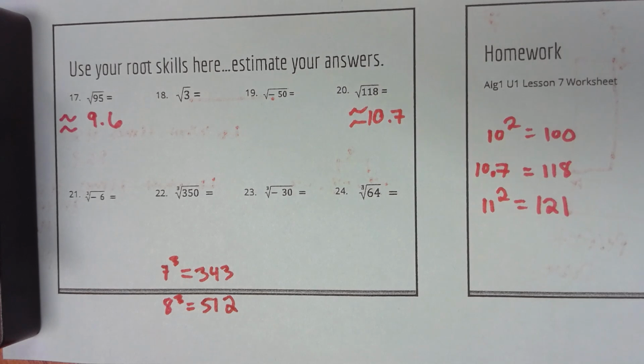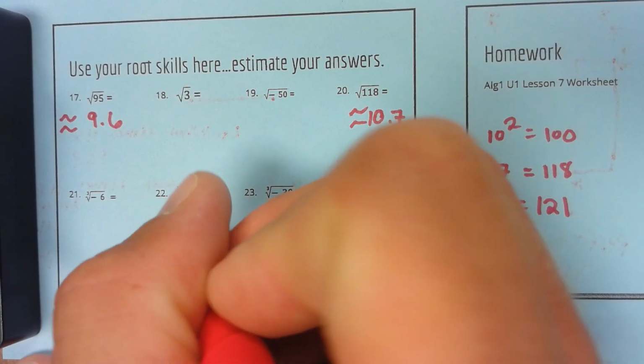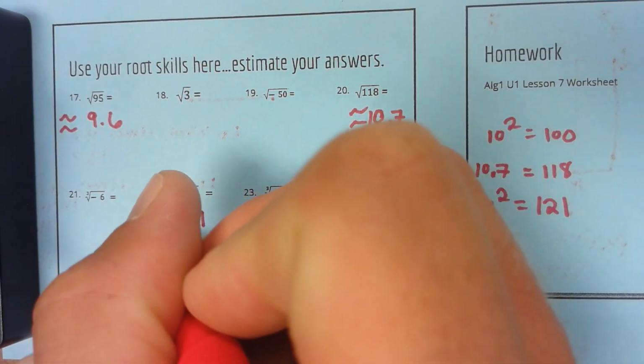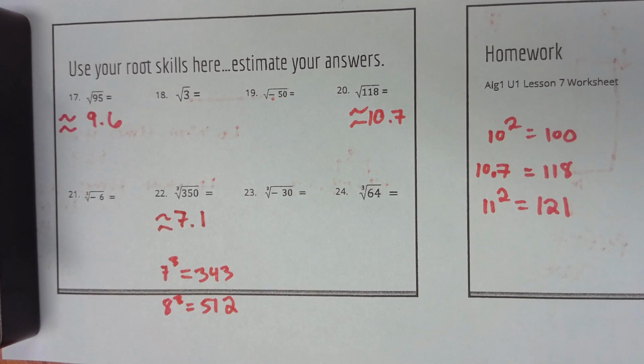And thus, the cube root of 350 is going to be in between those. It's pretty close to 7 cubed, right? 350 is only 7 away from 343. So I'm going to estimate this to be 7.1. In between 7 and 8. Any questions with how we're doing this?